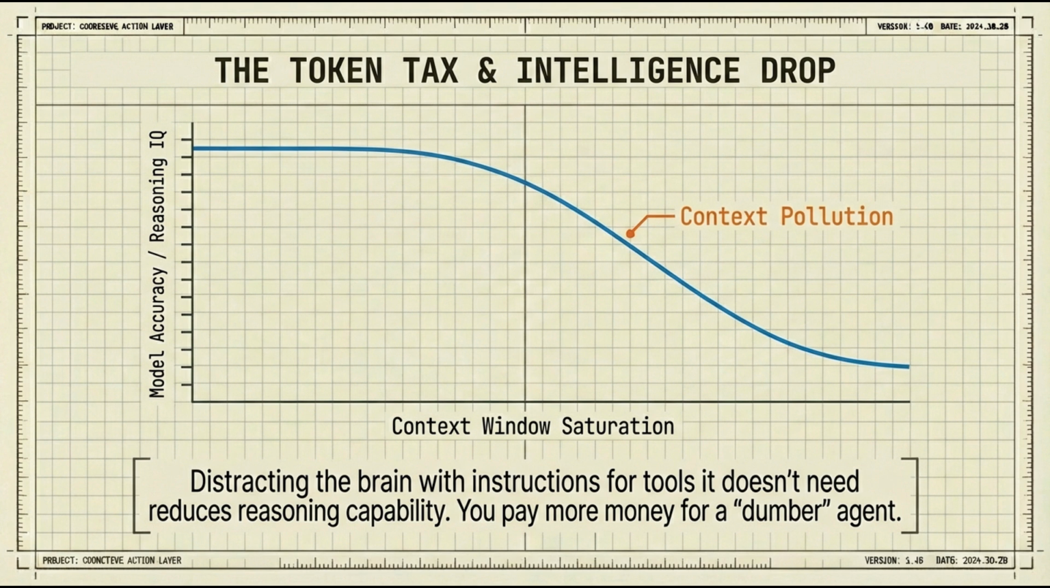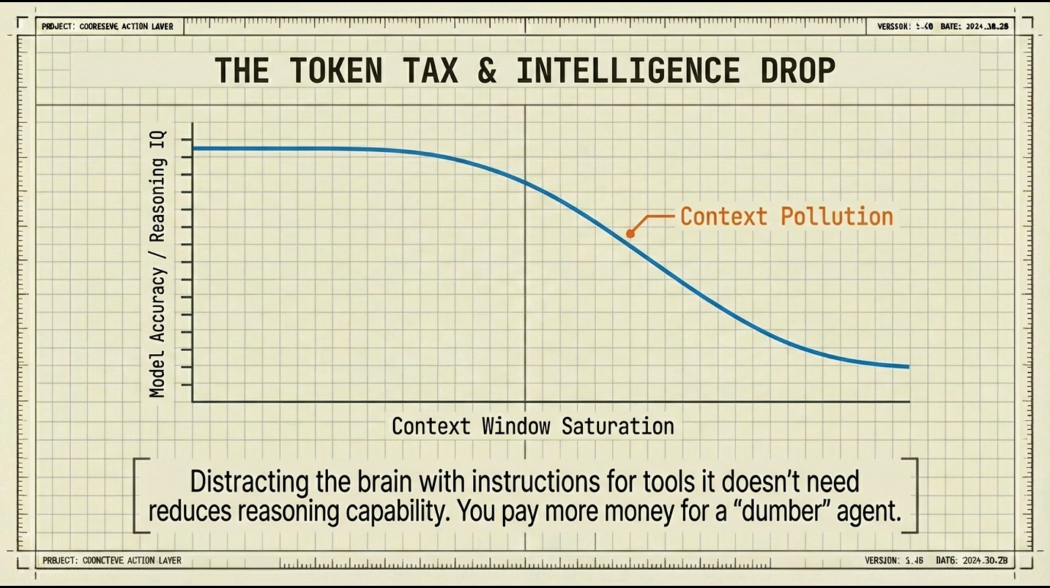It's like walking into a test, but before you start, you have to memorize the entire instruction manual for a graphing calculator, protractor, and a microscope, even if the test is just about history. And the math on that adds up fast. Incredibly fast. If a server has 10 tools, and each tool definition is roughly 300 tokens, connecting 5 servers can instantly burn 15,000 tokens. That is 15,000 tokens gone before you have even typed a single word of your actual request.